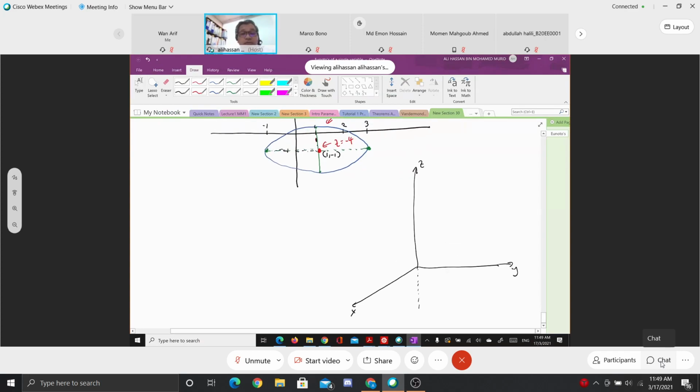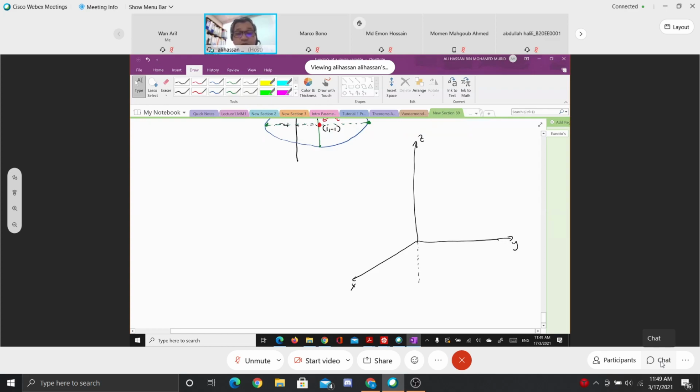What is that point? (1, minus 1, minus 4). So 1, minus 1, and then 4 units down here. So this is the point (1, minus 1, minus 4), somewhere here. We have 1 here, minus 1, and then 4 units down here, something like that.